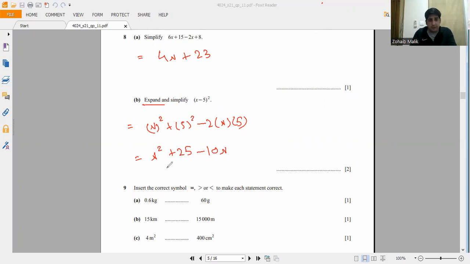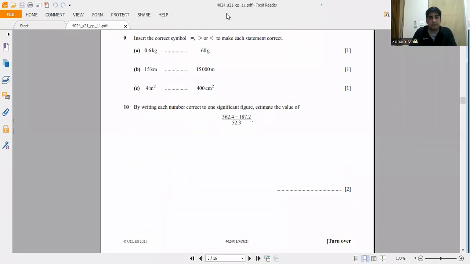Okay, now the next question is, insert the correct symbols equal, greater or smaller to make each statement correct. अब 0.6 kg is maybe greater, smaller or equal to 60 grams.